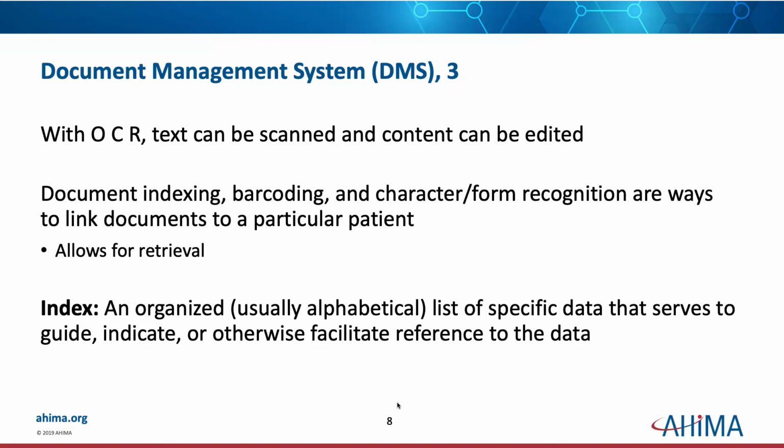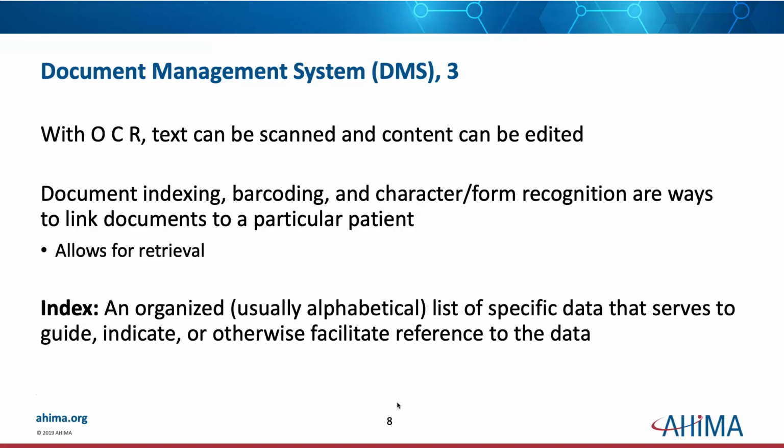Document indexing, barcoding, character form recognition are ways to link documents to a particular patient. Document indexing is typically something done when you prep, scan, QC, and validate that whole process there at the beginning of document management. Barcoding, when you go live with a system like this, you have to make sure all of your paper forms, if you have any in your organization, are barcoded so that you can make sure they get to the right place. And then character form recognition, and that allows for retrieval.